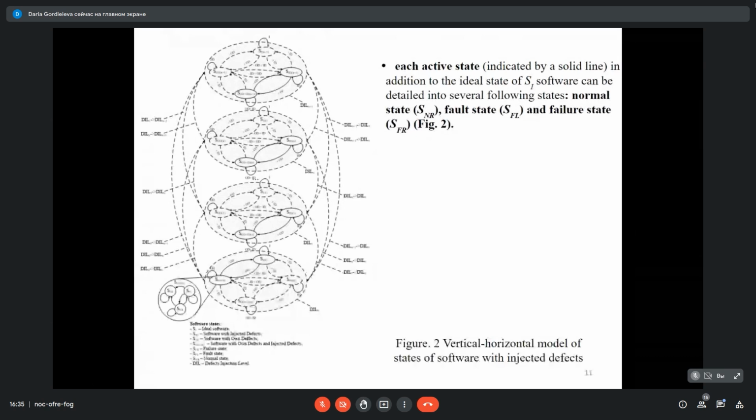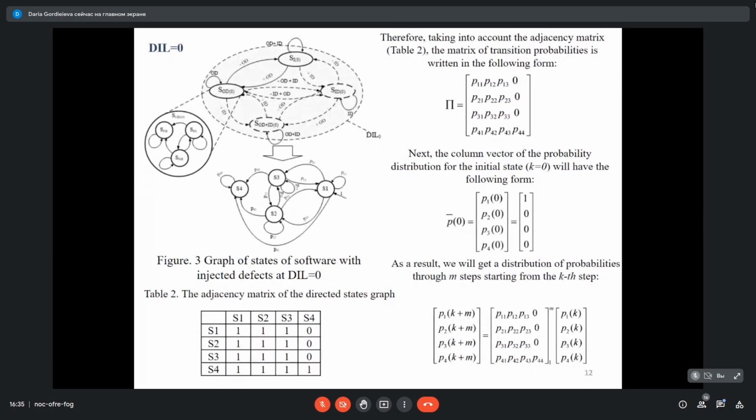Each active state, indicated by a solid line, in addition to the ideal state of software, can be detailed into several following states: normal state, false state, and failure state. We will present and describe the transition graph at DIL index equals 0. This figure shows the transformation of the graph of physical states into the graph with transition probabilities. Active states are indicated by a solid line and inactive states by a dotted line. The topology of the directed graph in the form of an adjacency matrix is presented in this table.